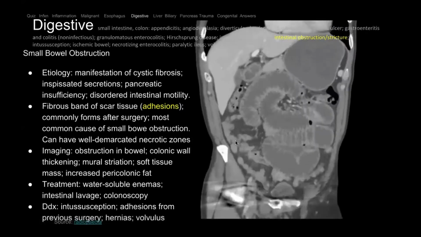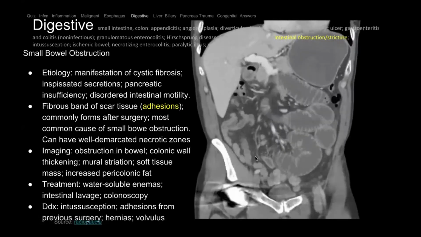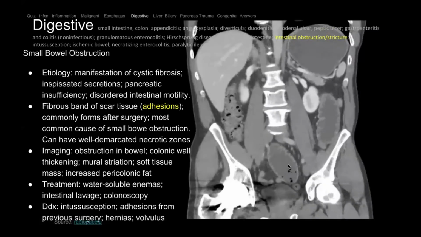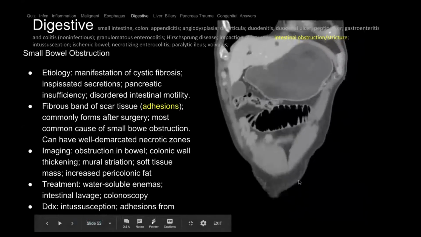The distal bowel is decompressed. It's like if you had a water hose and you kinked it on one side, the upstream water is going to get really big and the downstream water pipe is going to get really small because you have a kink. And that's what we have here. You have a kink, and that arrow points to where the kink is.